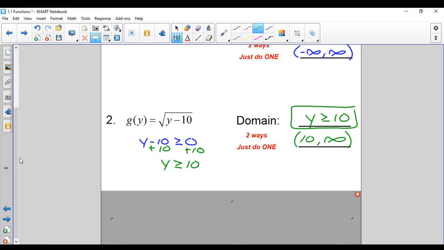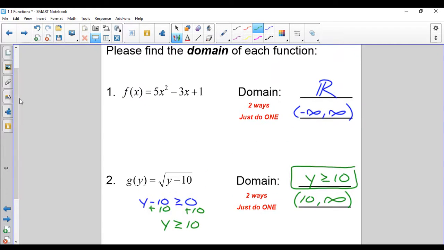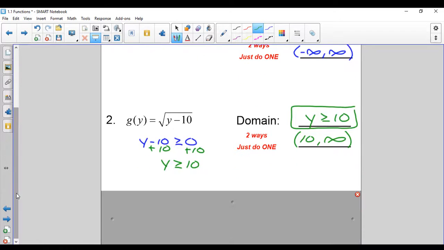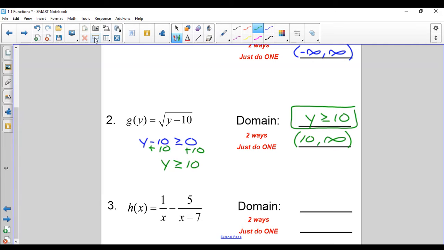There are certain ones that I suggest. Domain, in this case, I suggest the top one. I suggest the top one again in the last problem. These are just easier ways to write it. Next one.